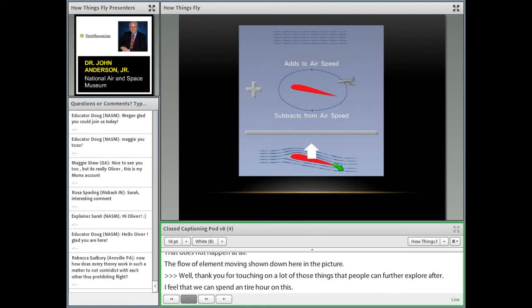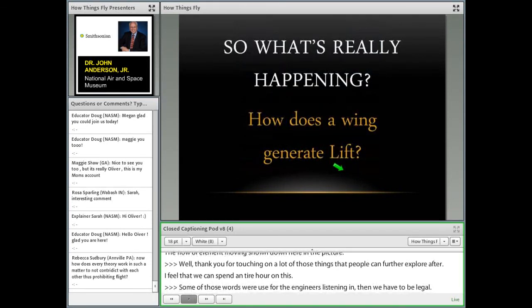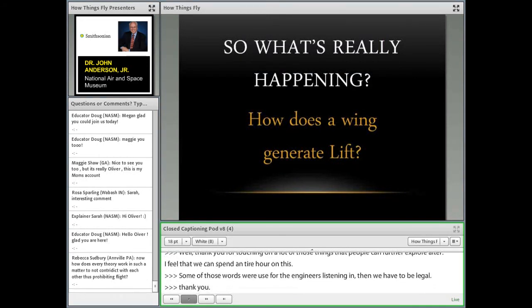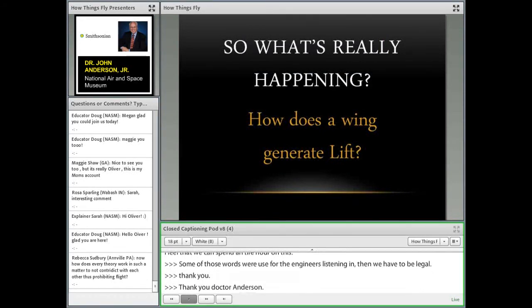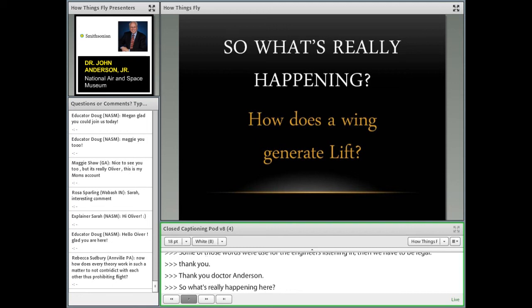Anderson. So, what's really happening here? How does a wing generate lift? We're going to take a look at what Jamila, an explainer at the Smithsonian National Air and Space Museum, has to say about lift.